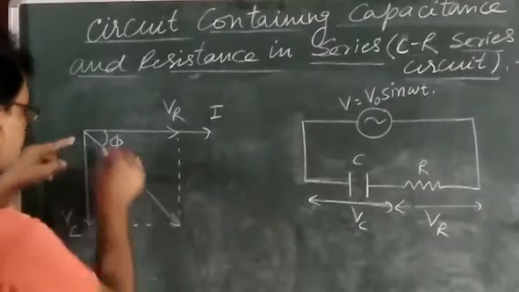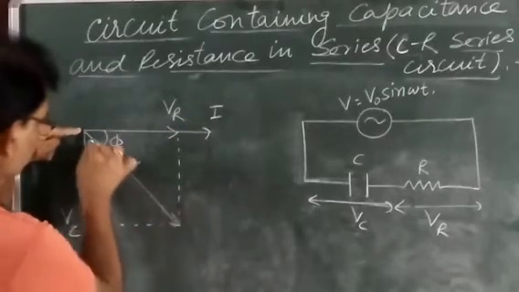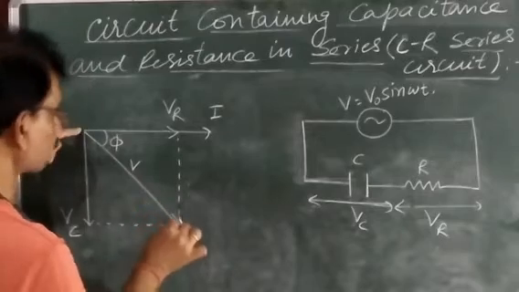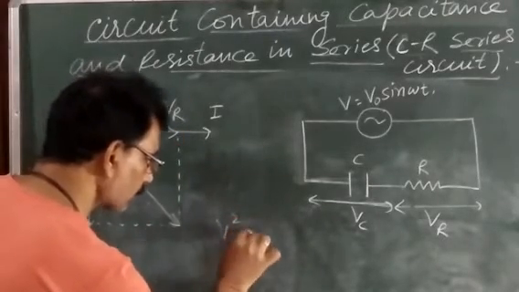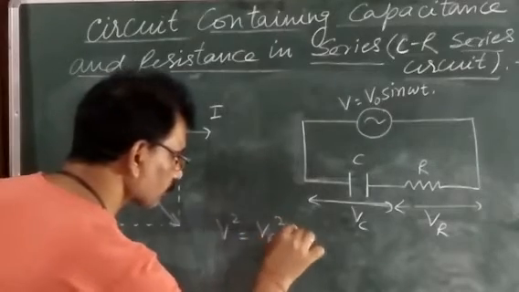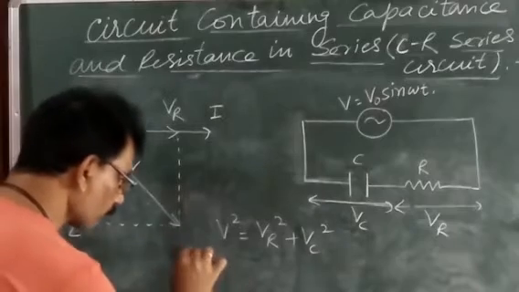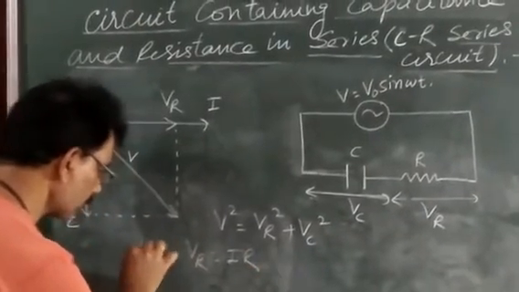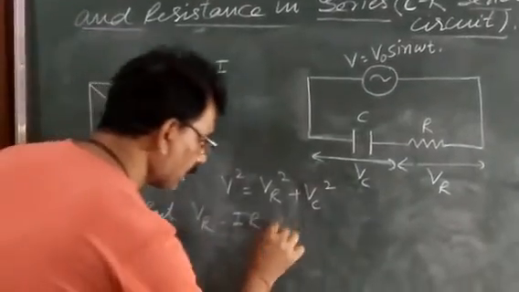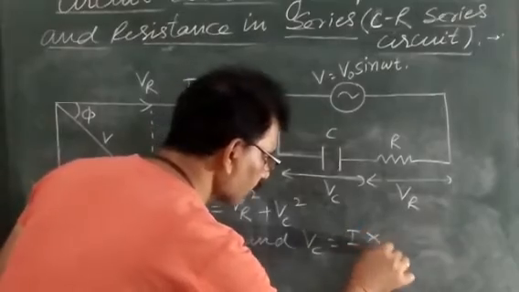So again you can say here this one is VR, this one is VC. So you can write the resultant V square is equal to VR square plus VC square. But you know VR is equal to IR, and VC is equal to I into XC.